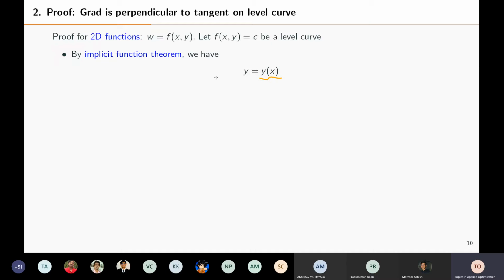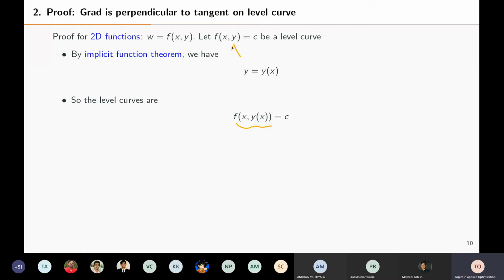Okay, by the implicit function theorem, we may not be able to do it globally, but at least locally we can. Remember that level curves are closed loops, especially near the maxima or minima. So level curves look like this. Definitely they are not really a function, but locally, let us say I focus here, I should be able to solve for y. So the level curves will look like this.